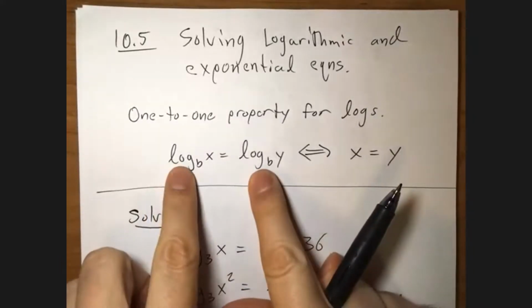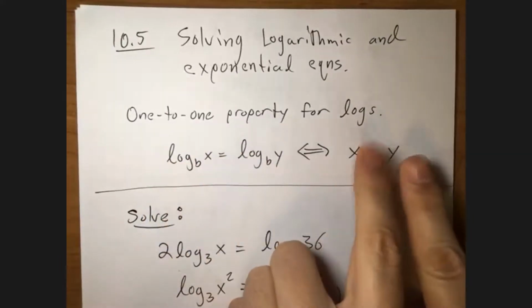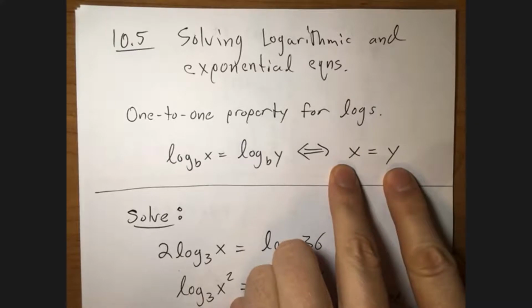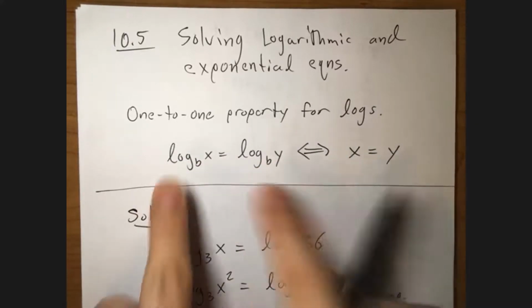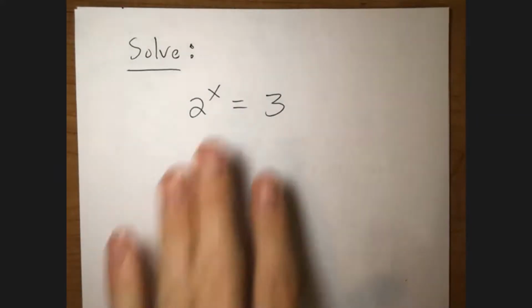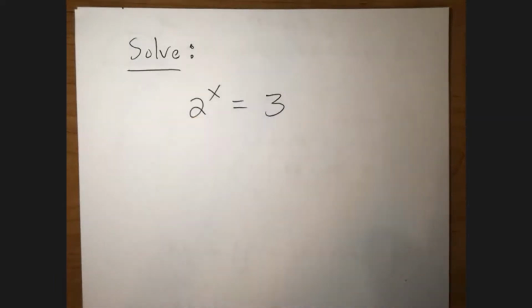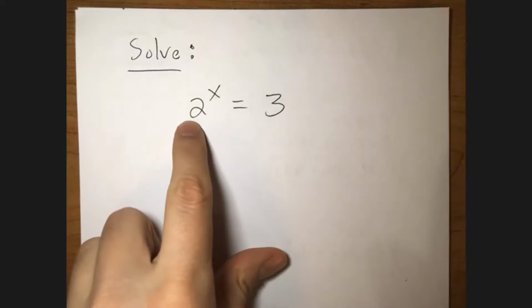So instead of going from left to right, I'm going to take an equation, x equals y, and just apply a log to both sides. So we can go this way too. Right? So we're going to take the log of both sides of this. We have to choose a base for our logarithm. Well, since the base here is 2, why don't we use log base 2?